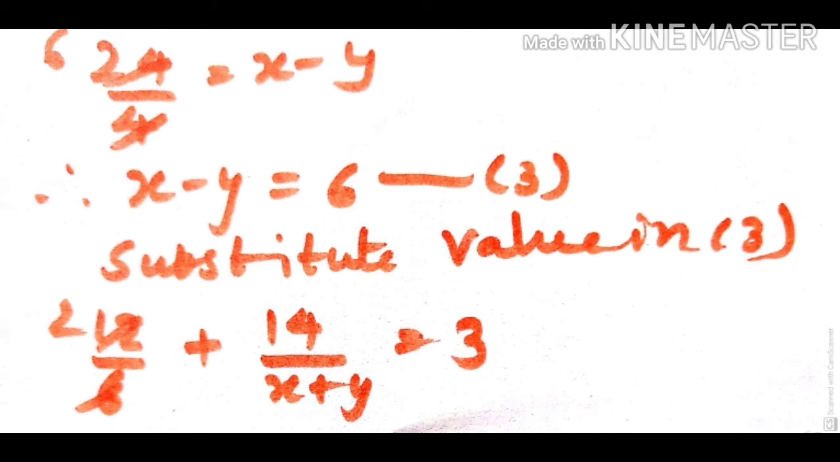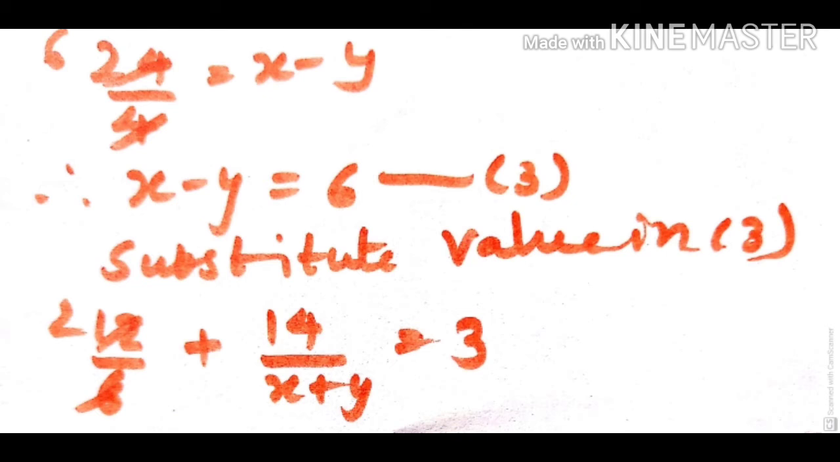I have substituted in equation number 1. Actually I have written here 3 by mistake, so you write there substitute value in 1. So our first equation is 12 upon x minus y. Instead of x minus y I kept here 6, plus 14 upon x plus y is equal to 3. So the 6 twos are 12, and that gets cancelled. So 14 upon x plus y is equal to 3 minus 2.